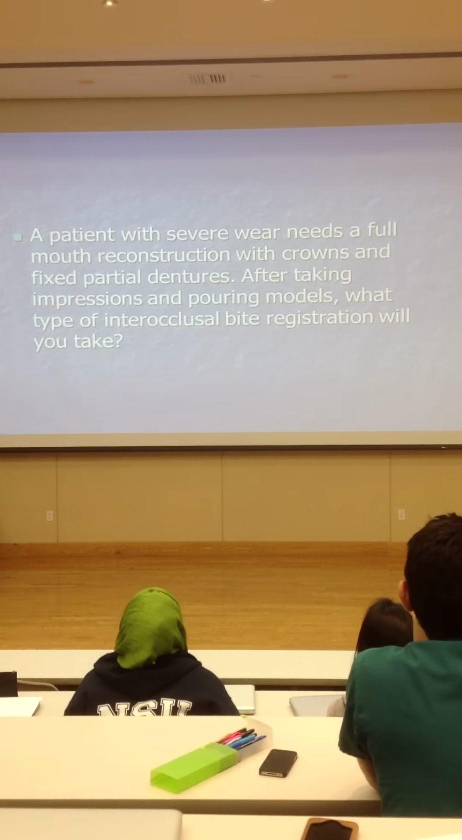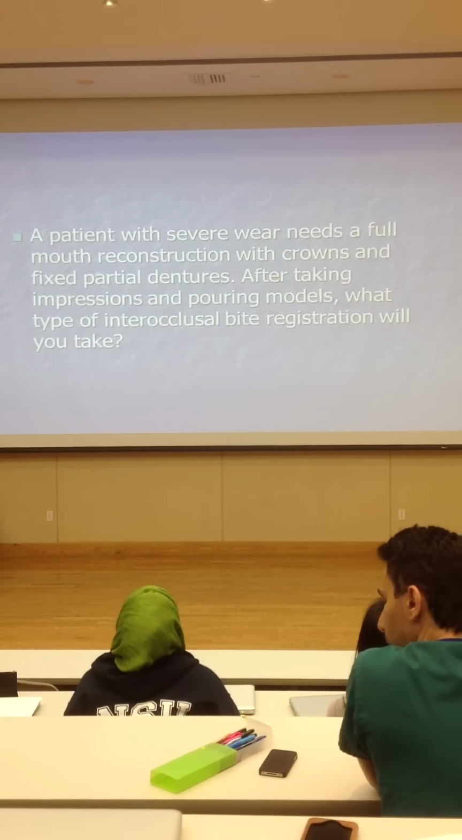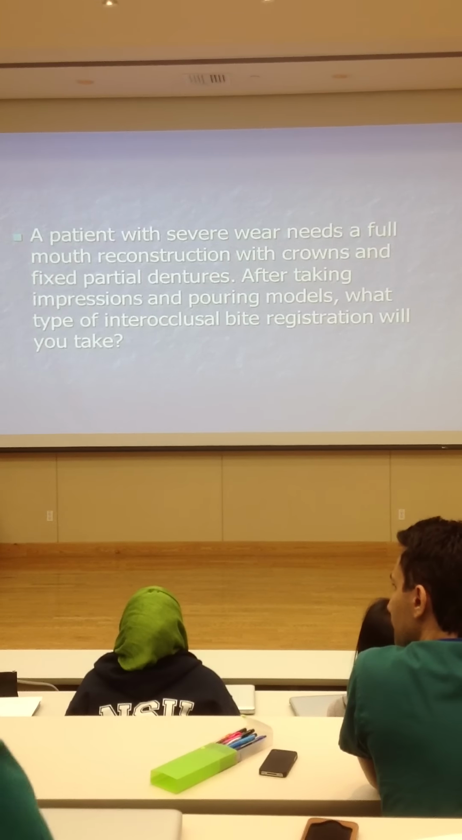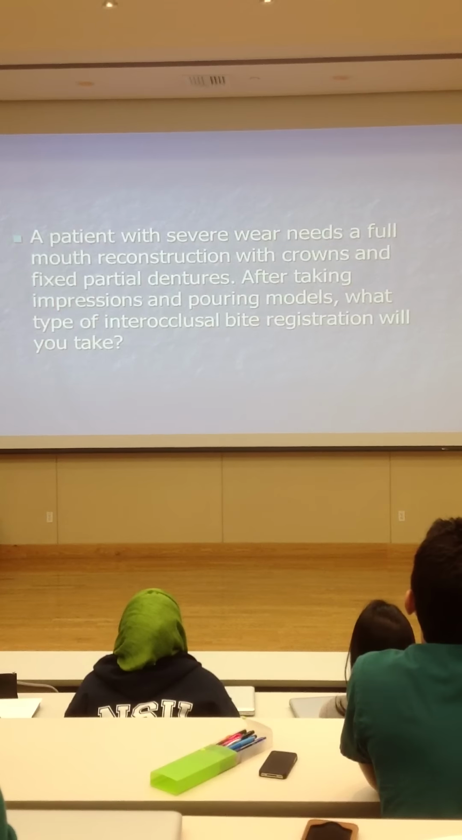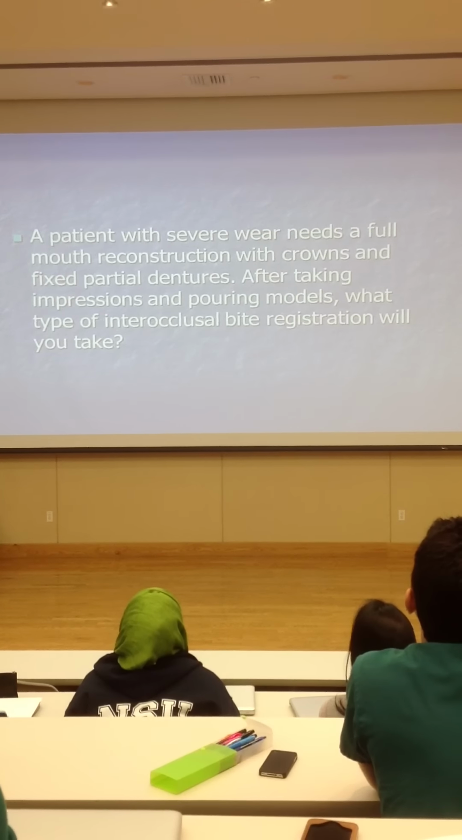So a patient with severe wear needs a full mouth reconstruction with crowns and fixed partial dentures, which means a bridge. Fixed partial denture is a bridge, okay? After taking impressions and pouring models, what type of interocclusal bite registration will you take? What are the two options that we have? Centric relation.